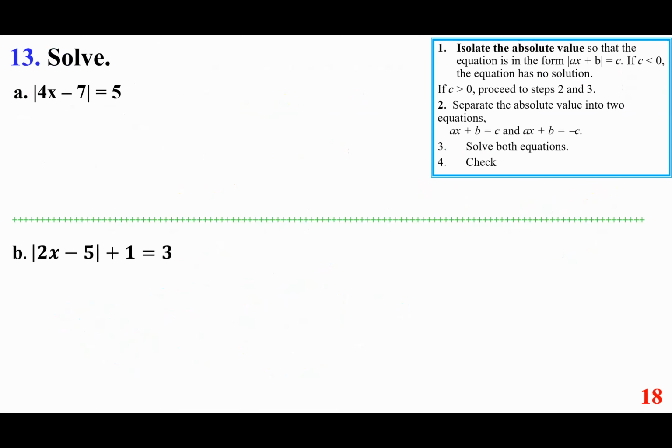All right. We want to solve this absolute value equality: the absolute value of 4x minus 7 equals 5. So here's the process. Before we go there, I want to remind you of the concept of an absolute value.